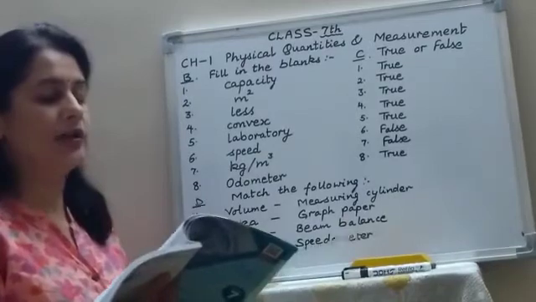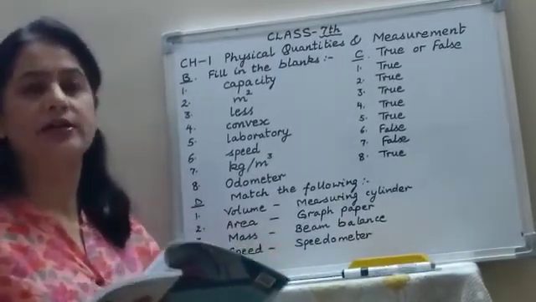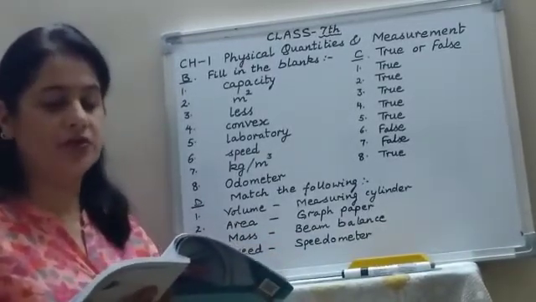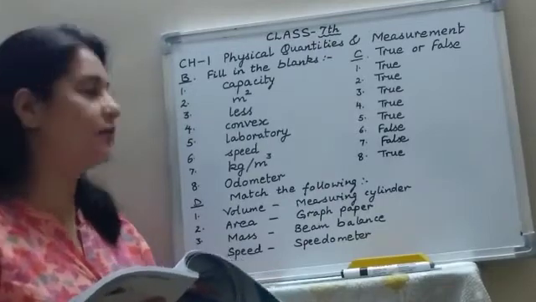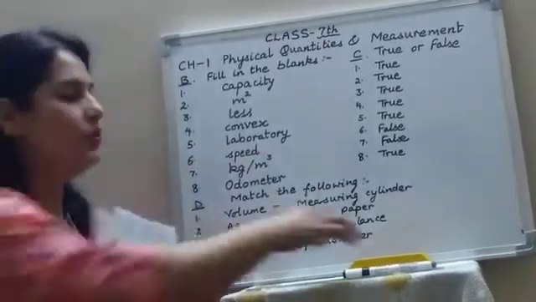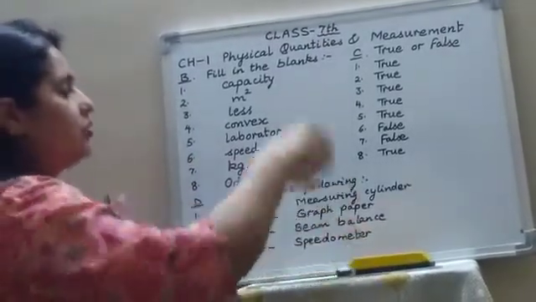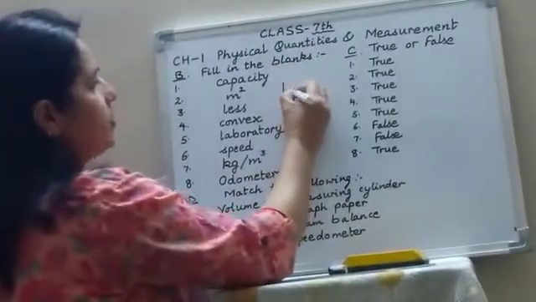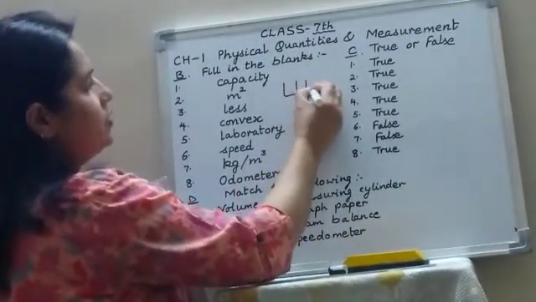Fourth part, the mercury kept in a vessel undisturbed, the upper surface of the liquid appears, the answer is convex. Children, you know there are two types of surfaces which are visible to us.